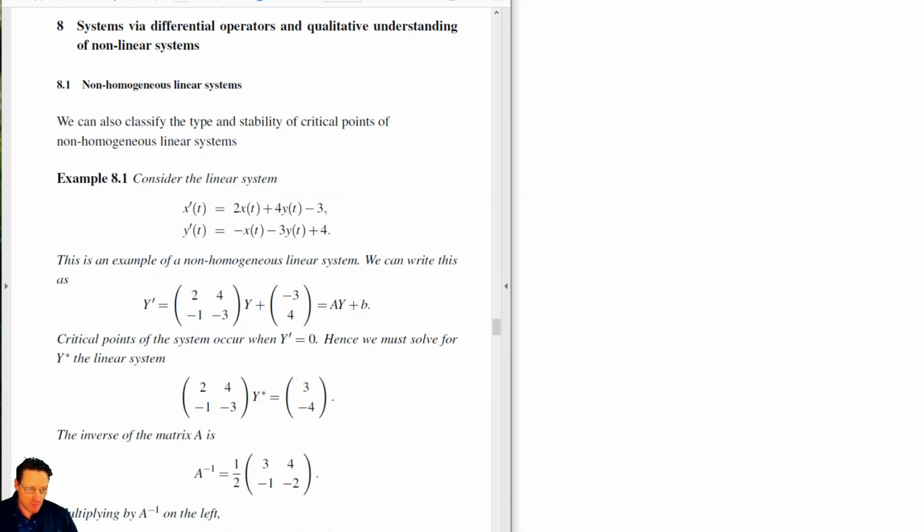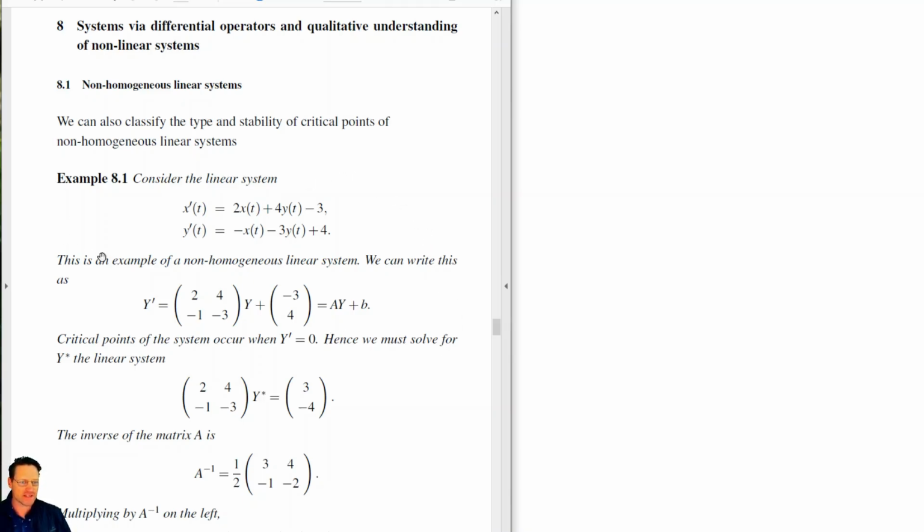Okay, so let's begin by looking at this non-homogeneous linear system. And it's not homogeneous because we don't have a plus 0 there. We have a plus minus 3, and down here we have a plus 4. So we can't write our matrix equation as y dash is equal to A times y, where A is a 2 by 2 matrix. We have this plus b here. And what that does is it just shifts over the position of the critical point.